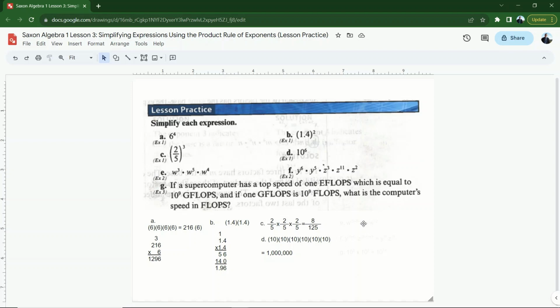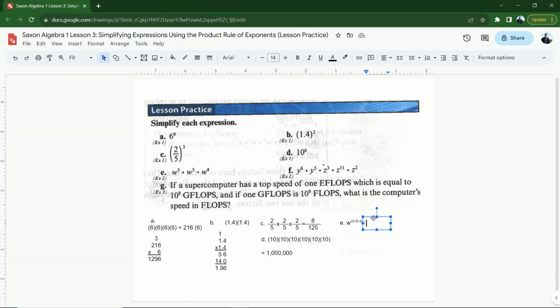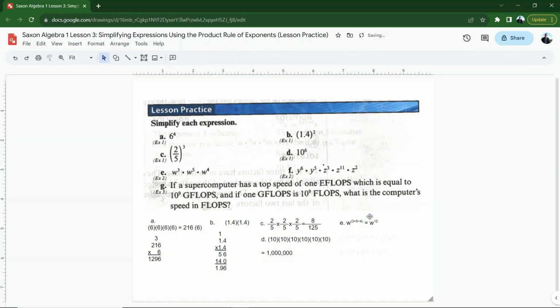All right, letter E should be pretty easy. W to the third, W to the fifth, W to the fourth, multiplied together. Why, that's just going to be W to the 3 plus 5 plus 4, where 3 plus 5 plus 4 is my exponent. Or if I simplify that further, that's W to the 12th.